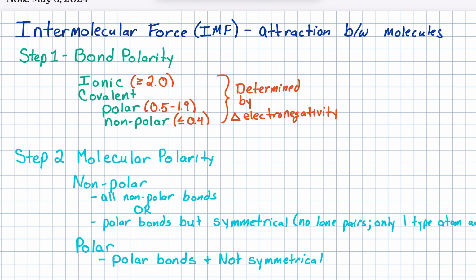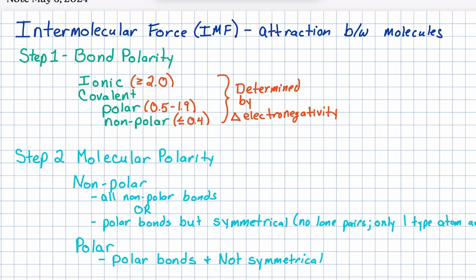There are three things that go into determining different properties. We use our intermolecular force to determine properties, but there are some things that go into it first. The first thing you need to consider, step one, is bond polarity. Bond polarity can be ionic or covalent, and our covalent breaks into polar and nonpolar. And we determine these by the electronegativity, which is written in orange.